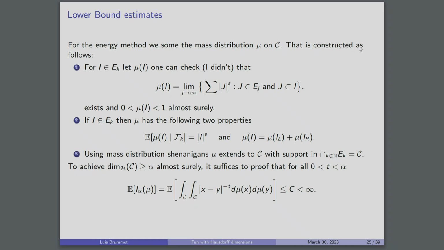So if you average this mass distribution of the ith interval, given the kth generation, this is |I| to the power of s, and the right side is that you can dissect this ith interval into the left part and the right part of its children. And then he says this is actually enough, and there are some measure theoretic shenanigans going on such that you actually can prove that this mu extends to C with support given in this random Cantor set. So I want to take this as granted and use this to say, using the energy method, can we actually give a proof for the lower bound of the Hausdorff dimension?